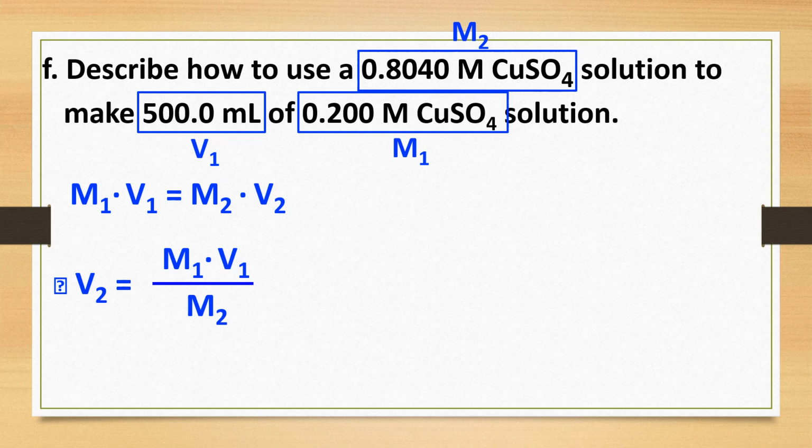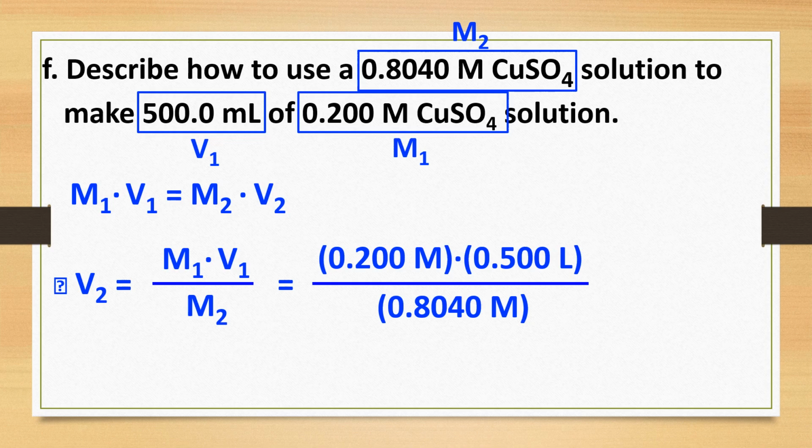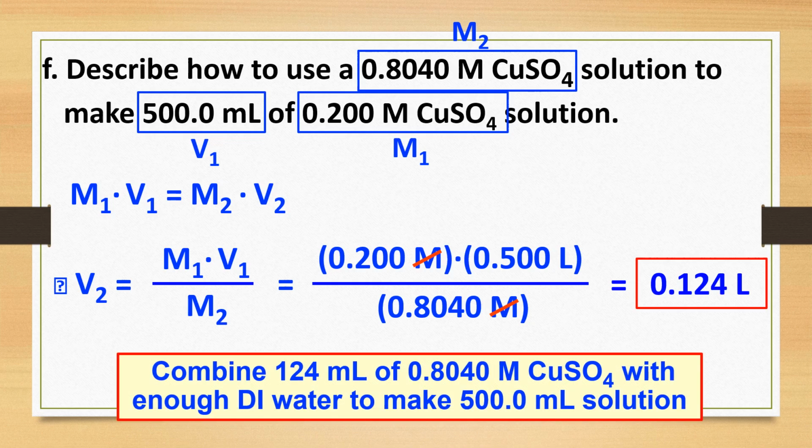If you're not familiar with how to do this algebra, make sure you let me know, or make sure you get help on how to do these steps. So we will get V2 equals M1 times V1 divided by M2, and fill in all the numbers. You will cross out the units in concentration and you get the exact same outcome, 0.124 liters, which is also equivalent to 124 milliliters.